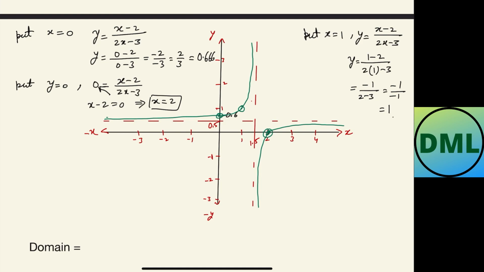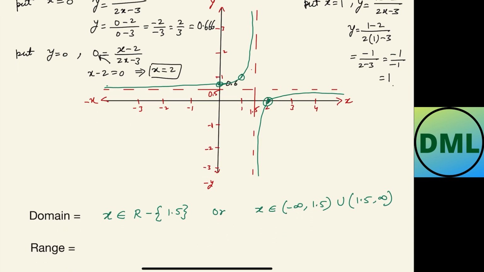I need to write down the domain. As you can see from here, all the values except 1.5 are my domain. Domain will be given by x values. So x belongs to all real numbers except 1.5. Or you can write x belongs to minus infinity to 1.5 union 1.5 to infinity. These are all in round brackets because 1.5 is not included. This will be your domain.